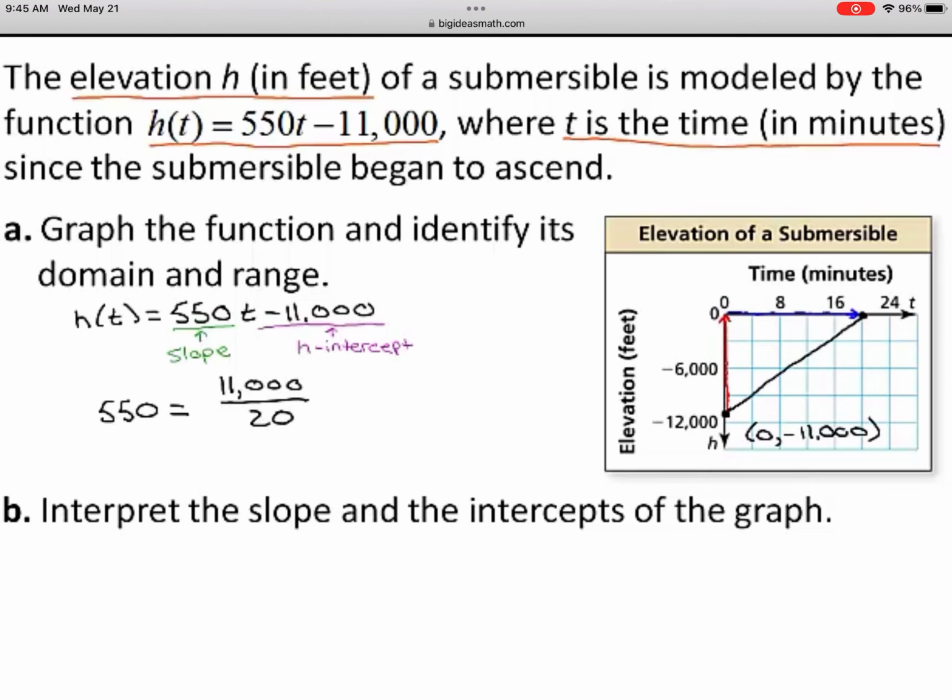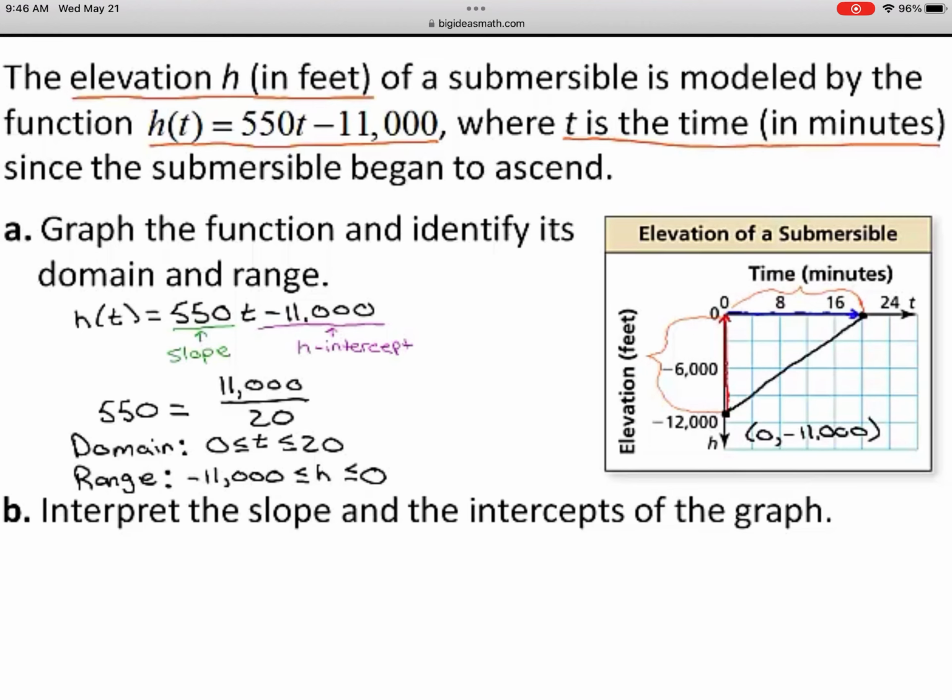The domain is the set of all possible values of t, so the domain is the set of all real numbers greater than or equal to 0 and less than or equal to 20, which can be represented by the inequality 0 less than or equal to t less than or equal to 20. The range is the set of all possible values of h, so the range of the function is the set of all real numbers greater than or equal to -11,000 and less than or equal to 0, which can be represented by the inequality -11,000 less than or equal to h less than or equal to 0.